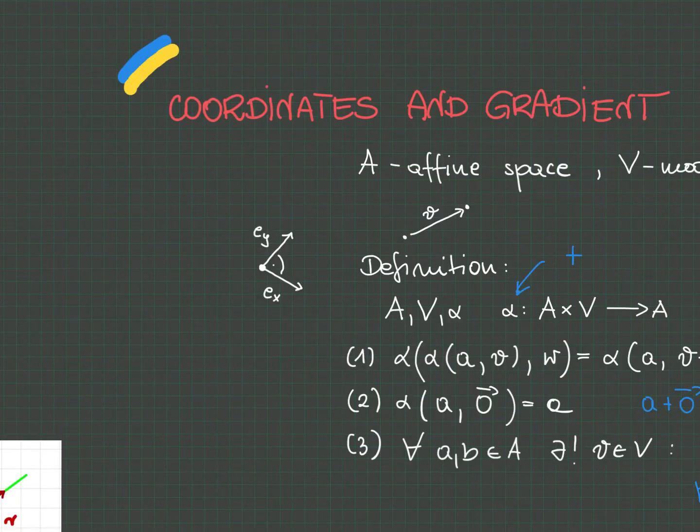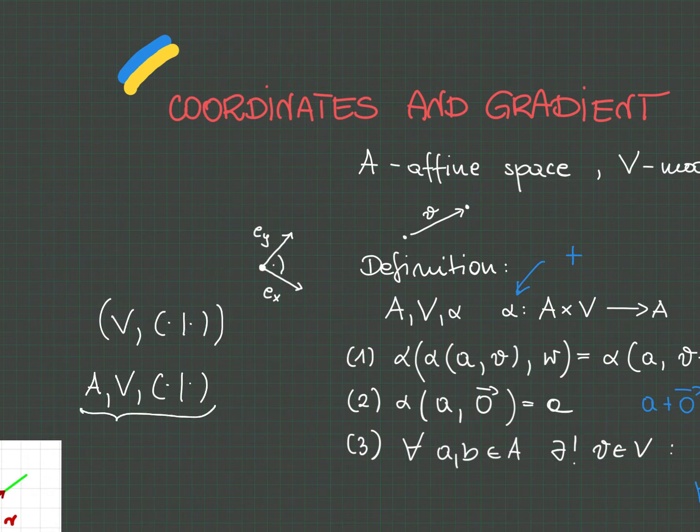Let me come back to my basic vectors for a while. The fact that I was able to position them in such a way that they are orthogonal means that I know what it means that they are orthogonal. It means that in my model vector space I have a scalar product. So V is not just V, but V with scalar product. Such a triple, affine space with vector space and scalar product, is usually called an affine Euclidean space.